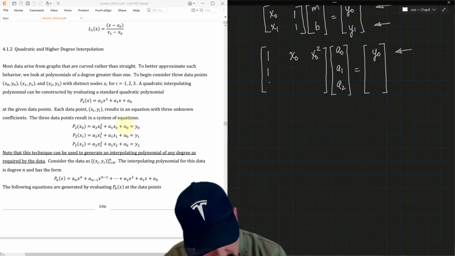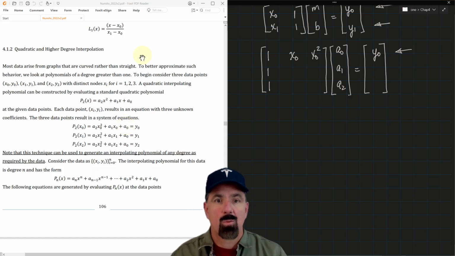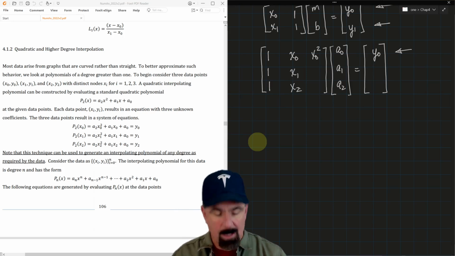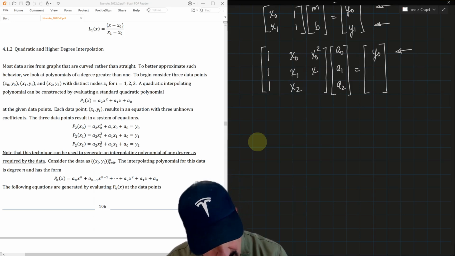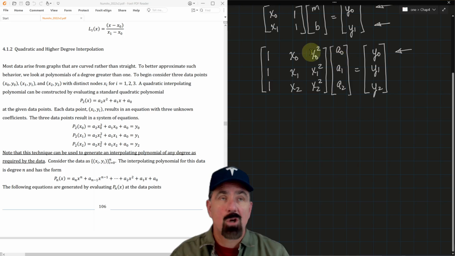So this is an entire column of 1s, because remember how we do matrix vector multiplication, the A naught is multiplied times this column. So we have all the A naughts multiplied right here. And the A1 is multiplied by the x value for all of the equations. Similarly, the A2 is multiplied by the square of the x values, like this. And then, of course, they're equal to their respective y values. And so we have this very systematic way of setting up the equations.